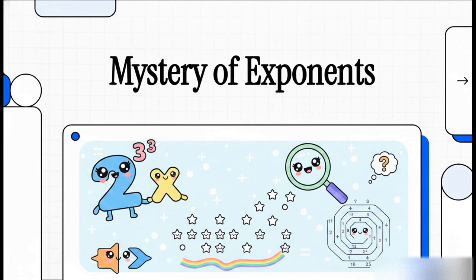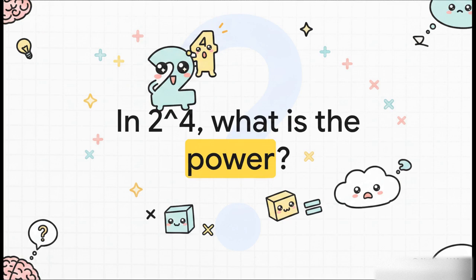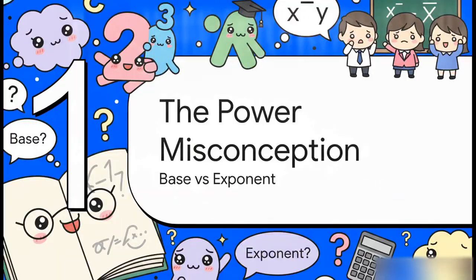By the end of this, you are actually going to understand the why behind all those rules you were just told to memorize in school. So, let me ask you a question. Take a look at this expression. We've got a 2 with a little 4 up and to the right. Now, if someone asks you, hey, what's the power here, what would you say? If you're thinking the power is the number 4, well, you're about to have your mind blown, because that is completely wrong. Section 1. The power misconception.